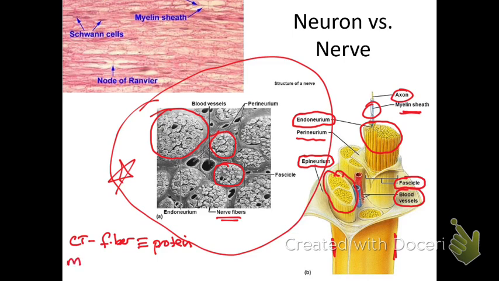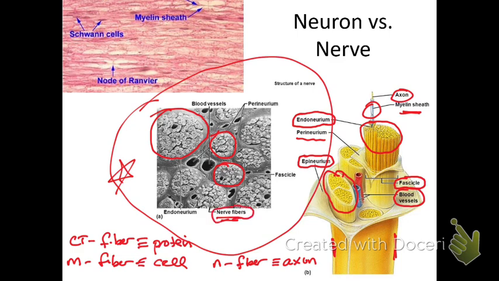In muscle, a fiber referred to the entire cell. Remember, a muscle cell was also called a muscle fiber. But in nervous tissue, when you hear about a fiber, a nerve fiber is only a portion of the neuron. It is just the axon. So what you're seeing in a fascicle is a bundle of these nerve fibers or axons.